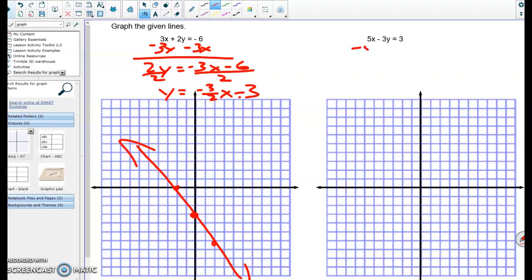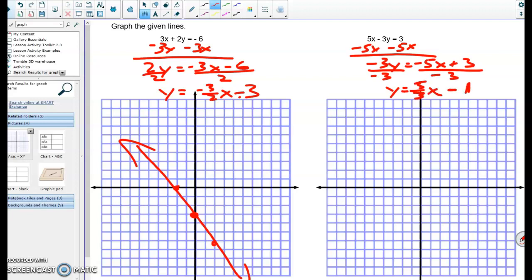Last one here, we subtract 5x on both sides. Negative 3y equals negative 5x plus 3. Divide everything by negative 3, and we get y equals 5/3 x minus 1. I'm at negative 1, and I'm going up. 1, 2, 3, 4, 5. 1, 2, 3. Down 1, 2, 3, 4, 5, left 2, 3, and that's what my line should look like.